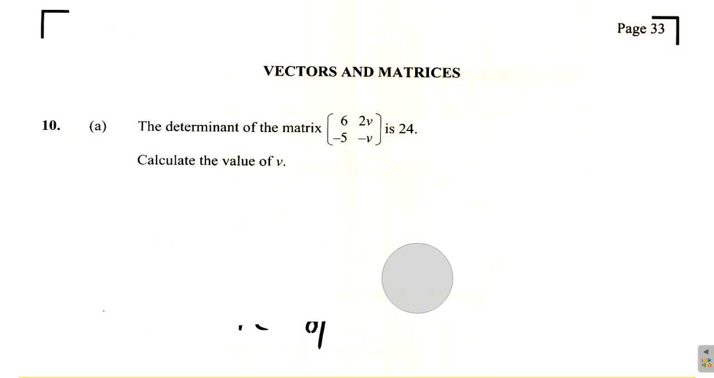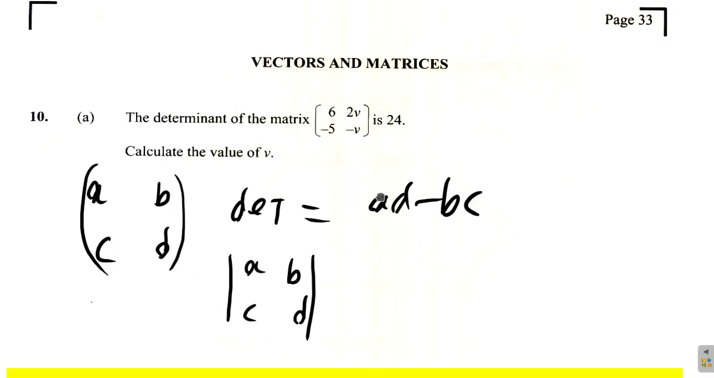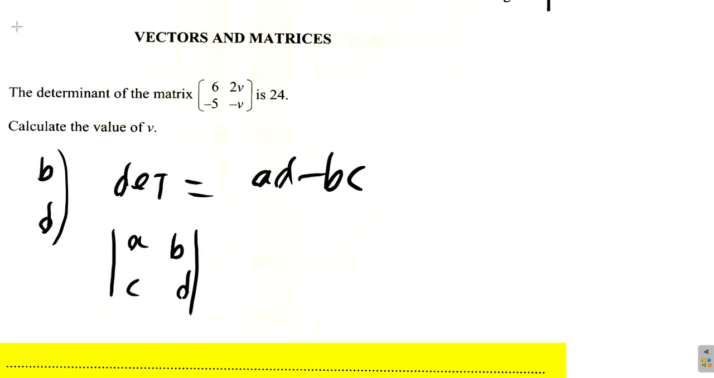So in this case, what you would have is A times D minus B times C, following the same pattern: 6 times negative v minus 2v times negative 5. And they say it is 24.